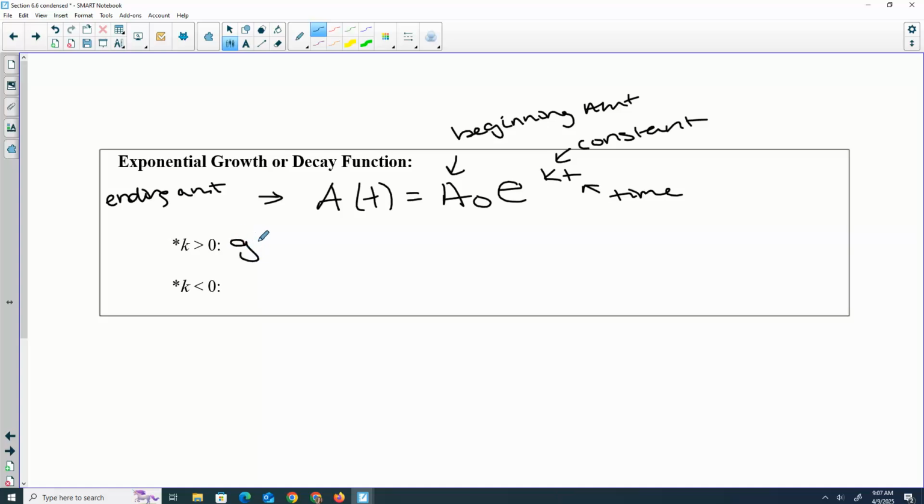So if your k is positive, that would be growth. You are gaining over time. If your k is negative, that is decay, where you have less as time goes on. Does everybody have the formula down? Again, this formula would be given to you. You just have to be able to use it if I give you a question.